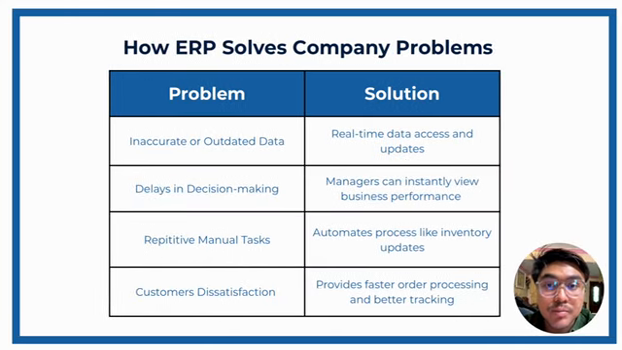How does ERP solve company problems? We have the problem and the solution. The first one is inaccurate or outdated data, and the solution is real-time data access and updates. The second problem is delay in decision making, and the solution is that managers can instantly view business performance. The third one is repetitive manual tasks, and the solution is to automate processes like inventory updates. And the last one is customer dissatisfaction, and the solution is to provide faster order processing and better tracking.